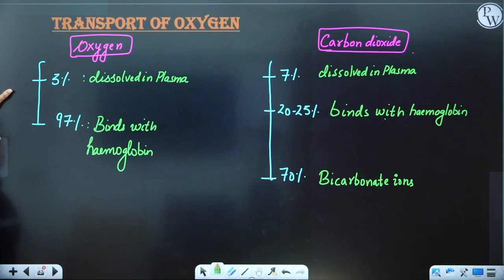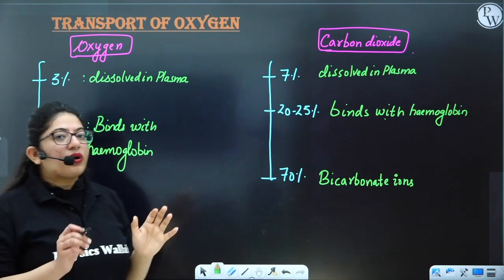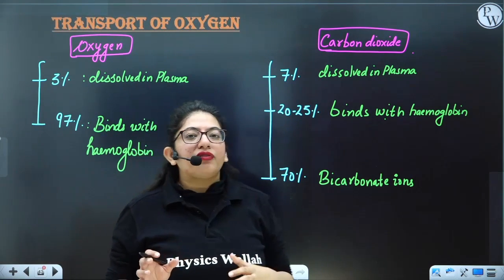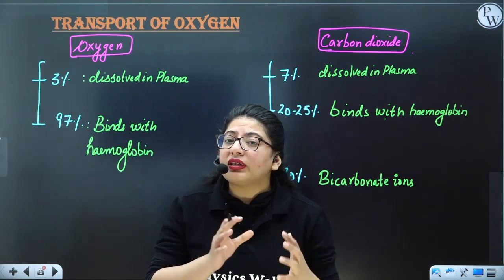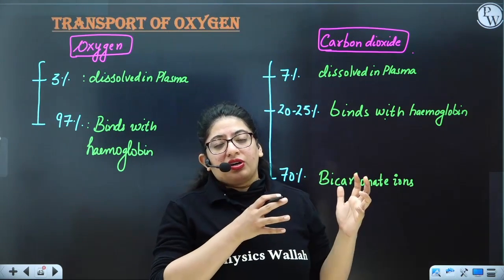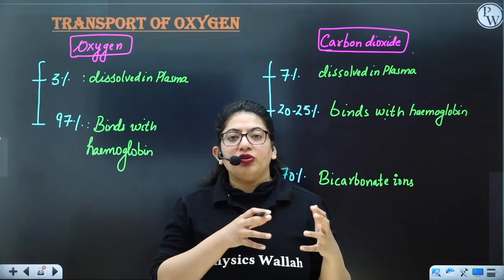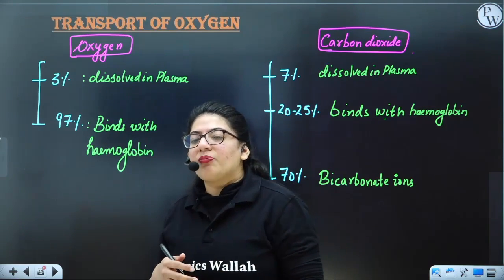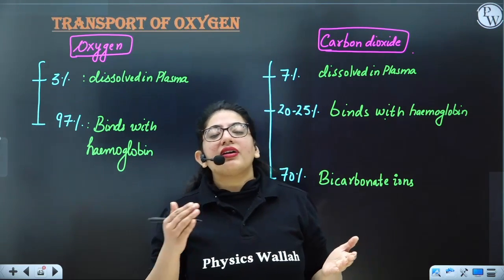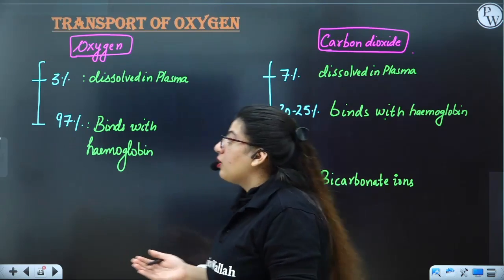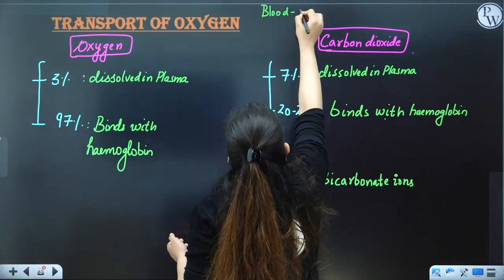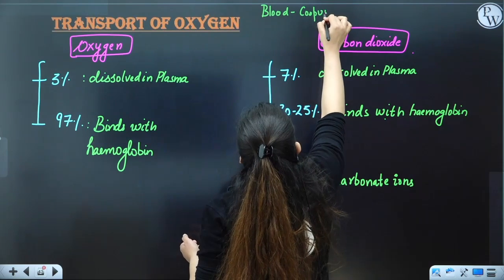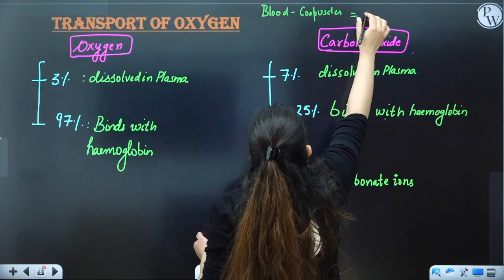3% of oxygen is dissolved in the plasma and 97% binds with hemoglobin. What is plasma? You have your body fluid, which is blood. So when you remove all the cell portion of the blood, whatever remains behind is your plasma. So what is plasma? Blood minus corpuscles. What is corpuscle? Cells like red blood cell, white blood cell.